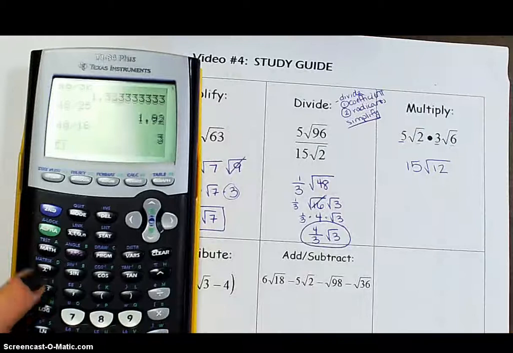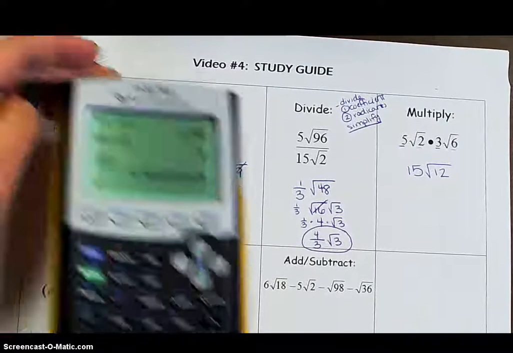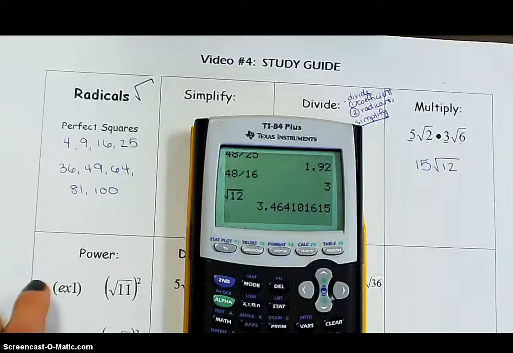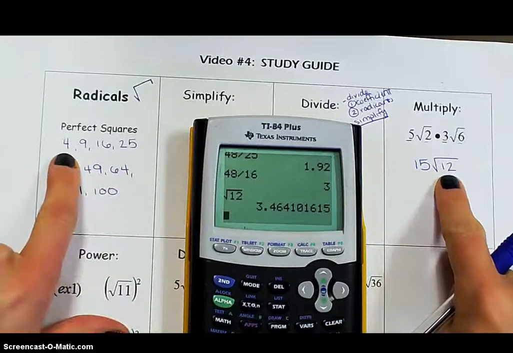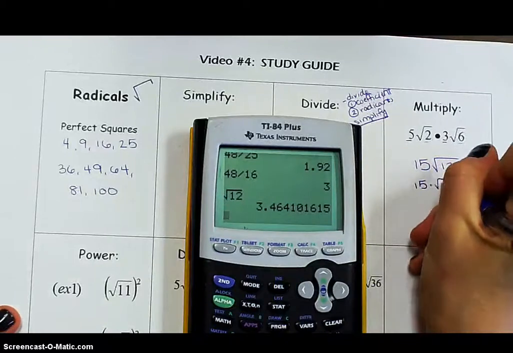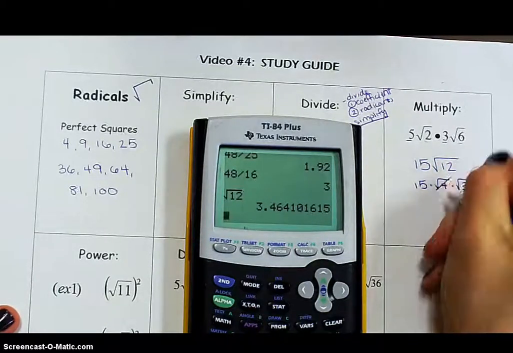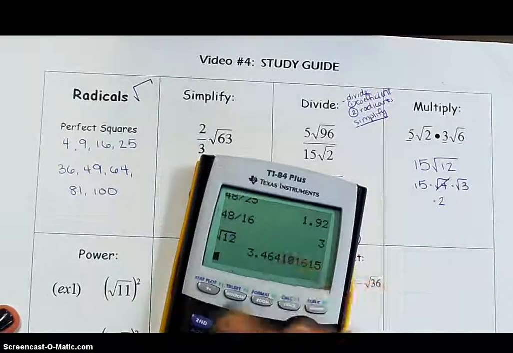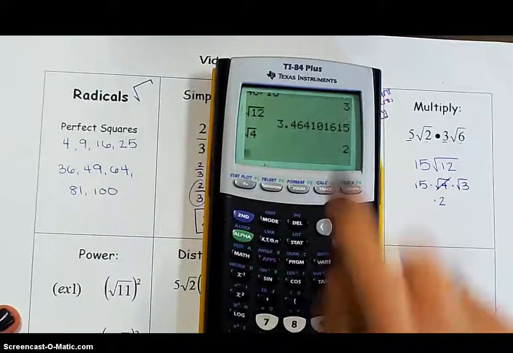Radical 12, if I take the square root of 12 and I plug it in the calculator, it is not a perfect square, it's irrational. So let's see, can we find a perfect square in this list that goes into 12? We sure can, it's 4. So this is going to be 15 times radical 4 times radical 3. And the square root of 4 becomes a 2, because if I plug that in the calculator, the square root of 4, we get a whole number 2.